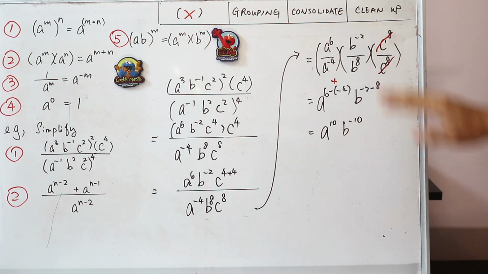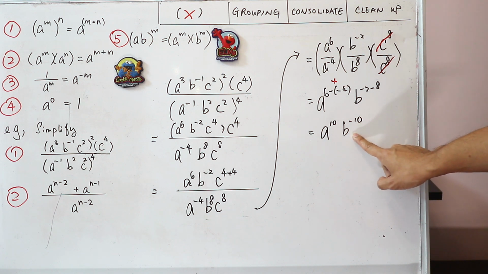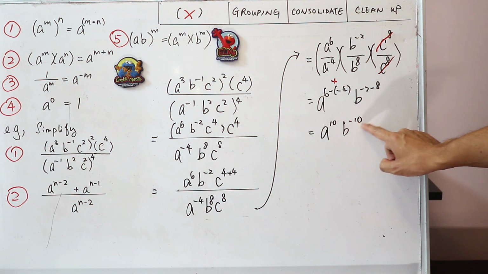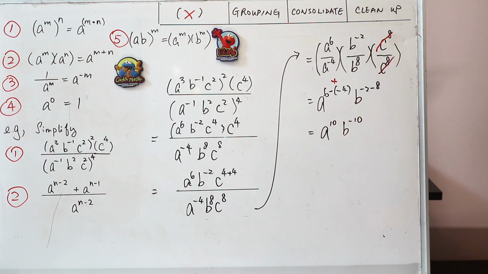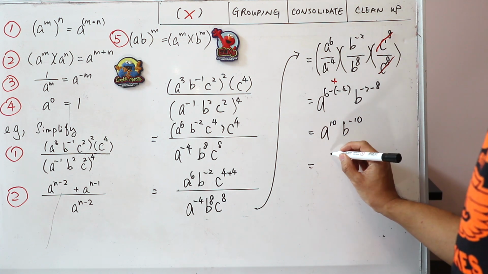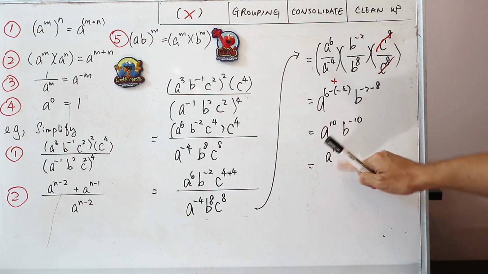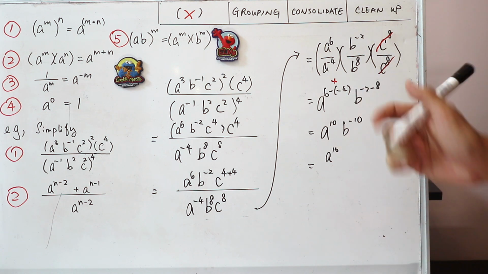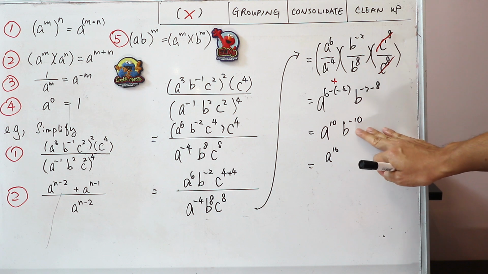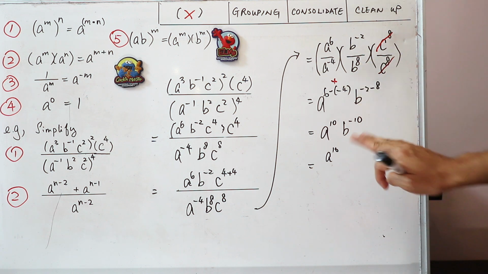What does it mean? It means if your answer has any negative index, like here, minus 10, okay, it's a negative index, you cannot have that in your answer. You have to make it a positive index. How do you do it? You can do something like this. So a to the power 10, because it is a positive index, so it's fine. I don't need to do anything about it. I only need to clean up the b term here.